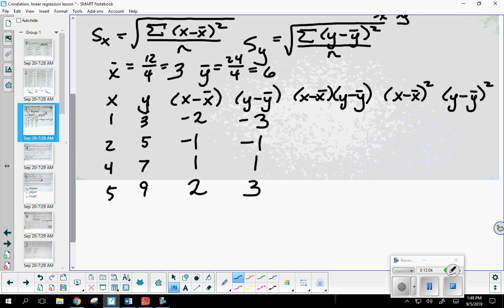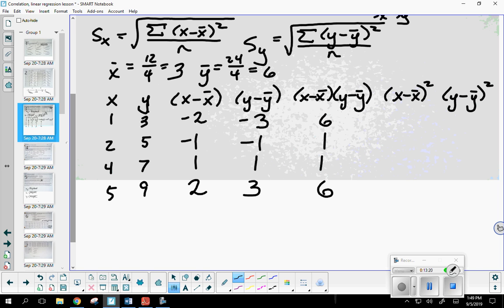Well, now the next column, I have to take a product of those. So negative 2 times negative 3, that's 6. Negative 1 times negative 1, 1. 1 times 1, 1. 2 times 3, 6. Okay, so we're almost done.